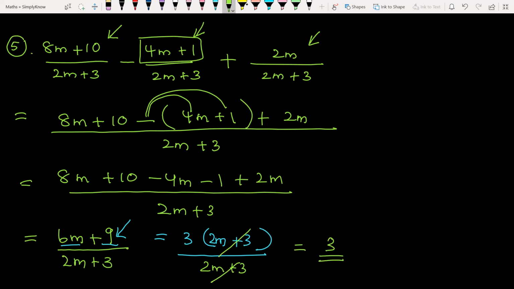3 is our answer. I hope you got a clear idea of how to simplify algebraic expressions when there are equal denominators. See you then.